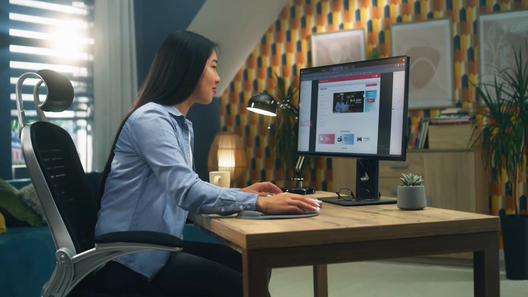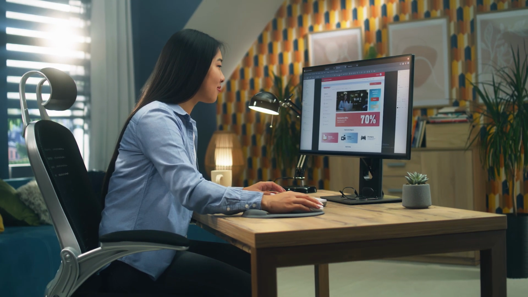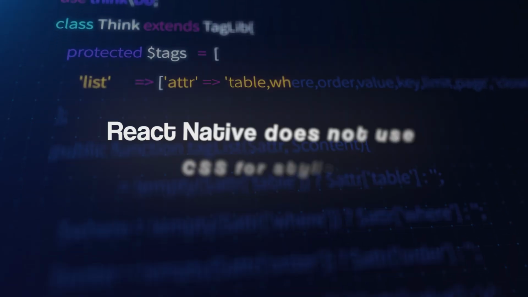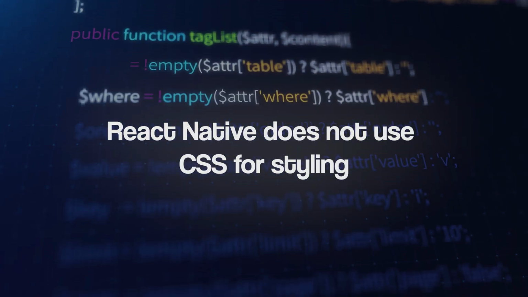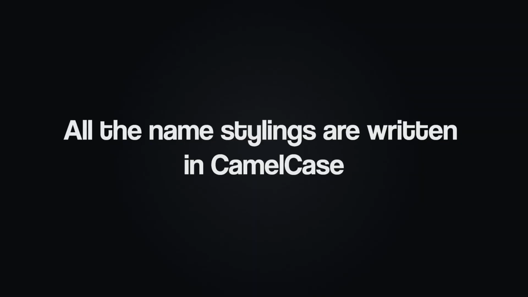See, styling in React Native is very much similar to the web styling, but of course there are few key differences that I am going to discuss right now. First thing is React Native does not use CSS for styling. Instead, all styling is done using JavaScript. Second thing is, in React Native, all the style names are written in camel case.